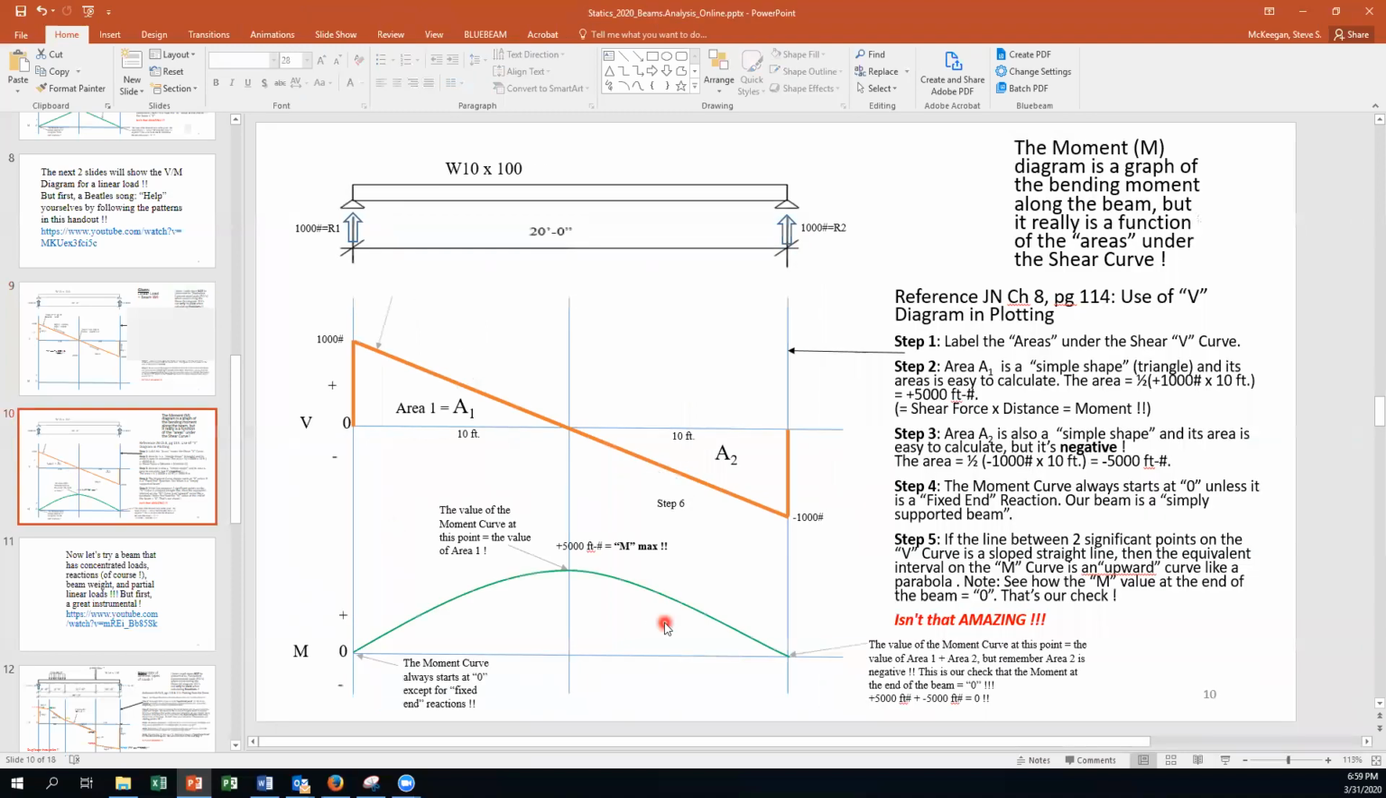Then if you go over to here, the value at the moment curve.